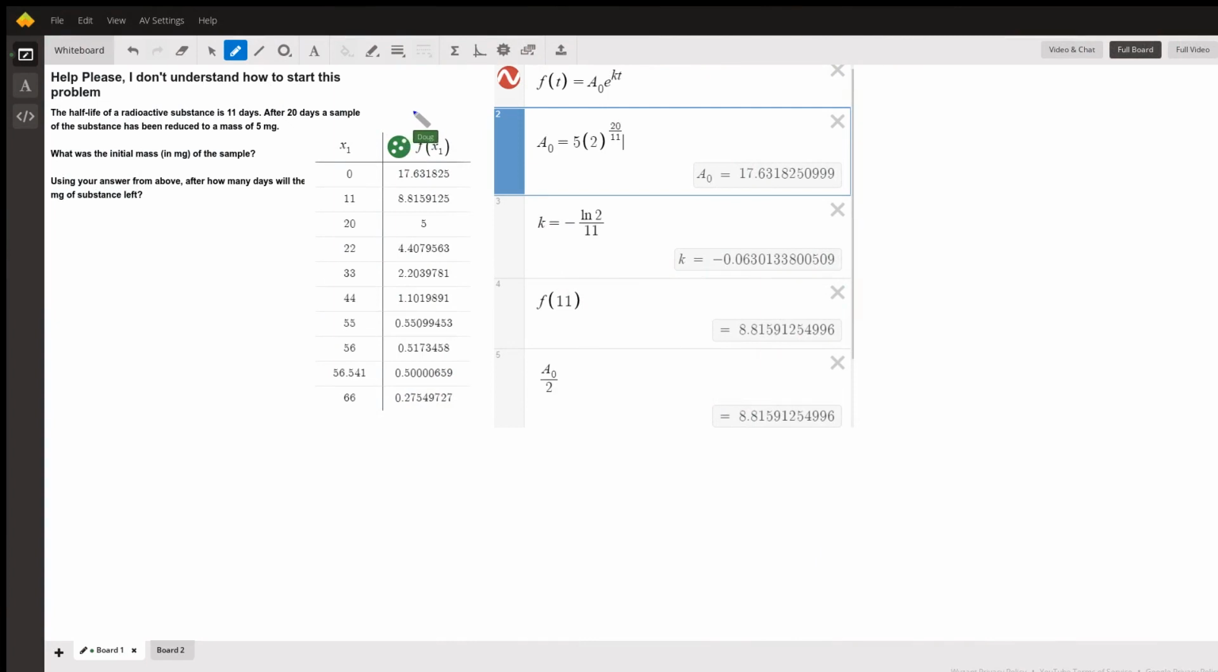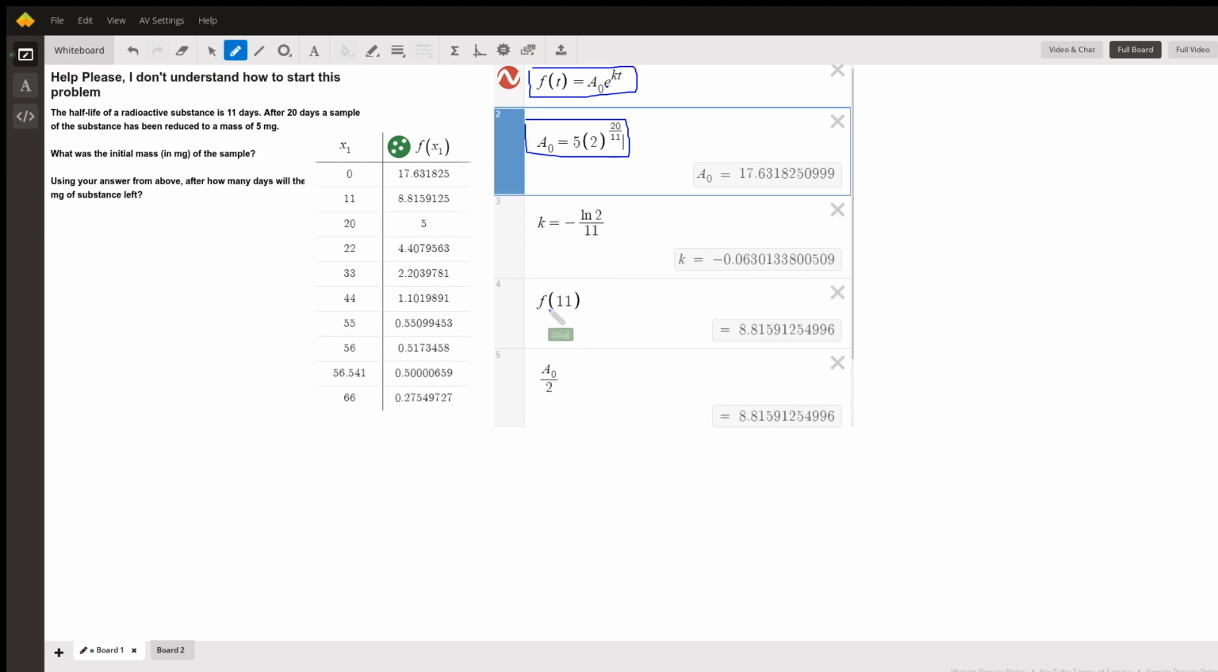Example of exponential decay: one way to solve the problem is to realize that we could be working with a function that looks like this, where we're using a base of e, and a sub 0 represents the initial mass of the radioactive substance. And as you can see here, I somehow come up with this value for a sub 0, which is 17.63, and that the k in the formula is minus the natural log of 2 divided by 11. So it has that decimal representation.